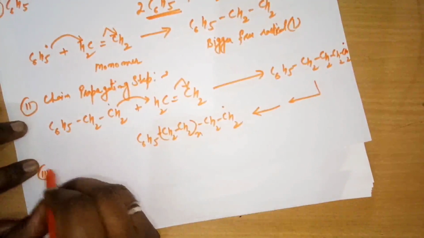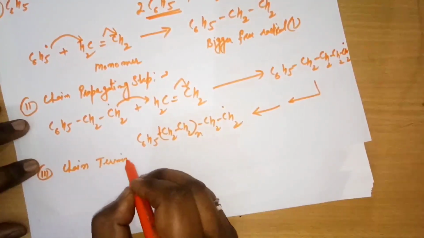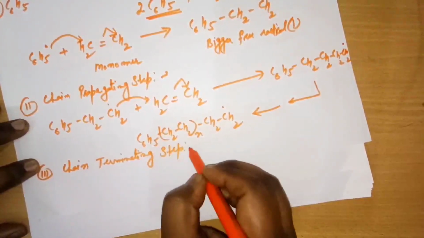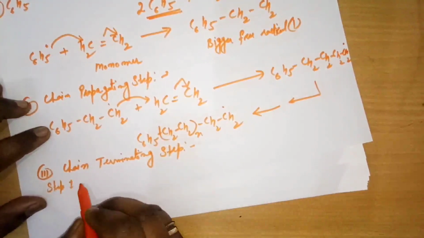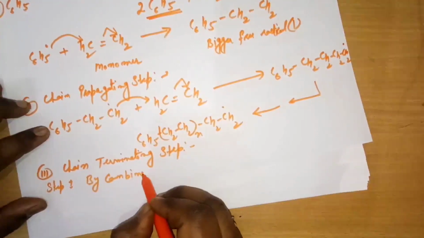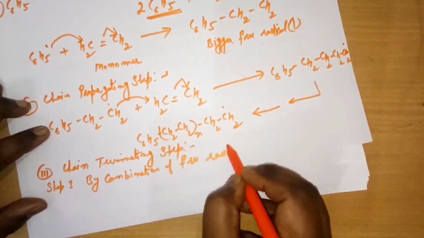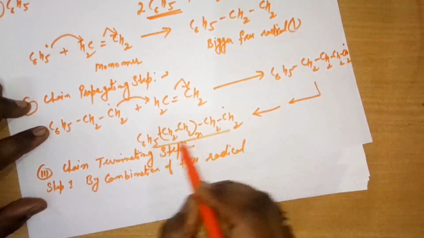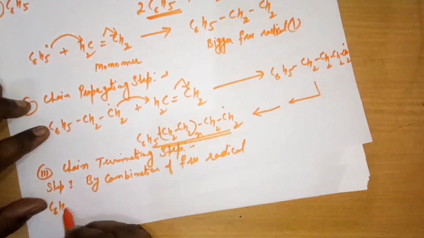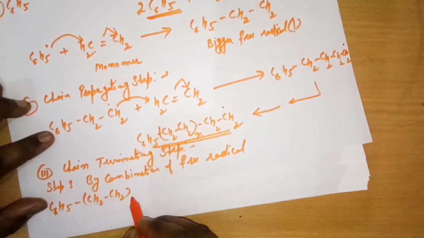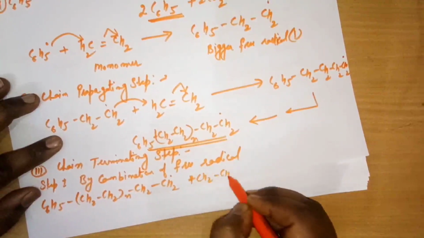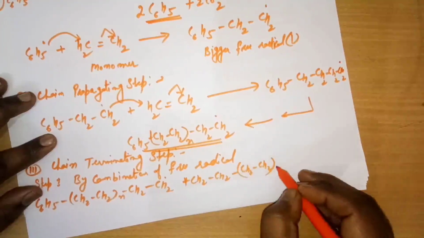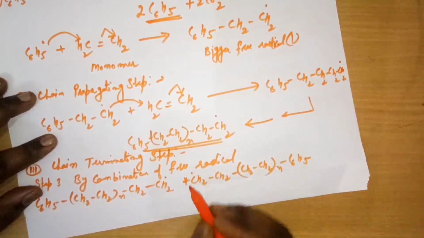Now the last step is chain terminating step. Chain termination can be done in two ways. First, by combination of free radicals. Here, two molecules of these free radicals combine like this. These two free radicals here combine with these two and we get polyethylene.